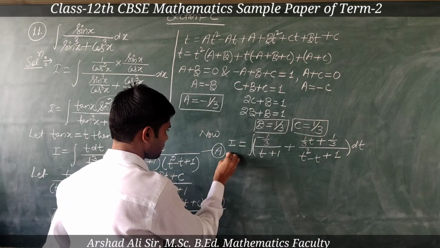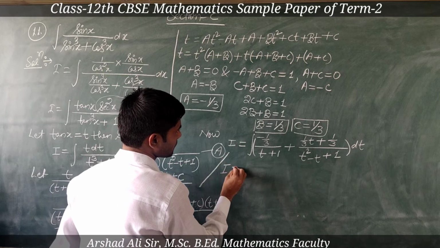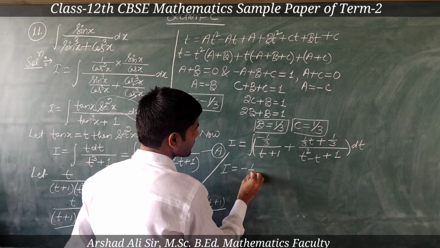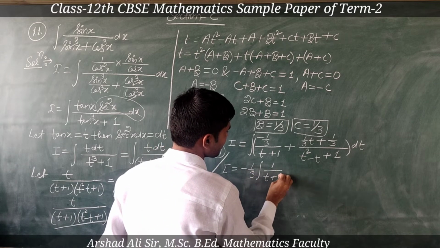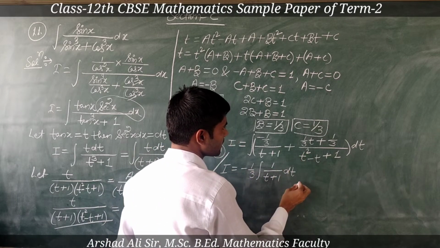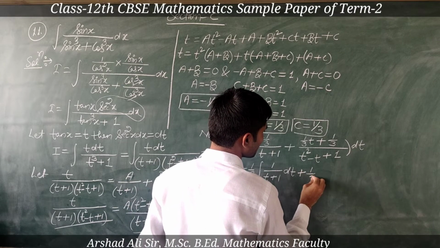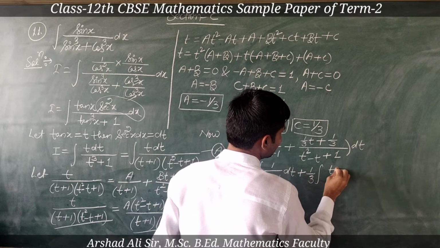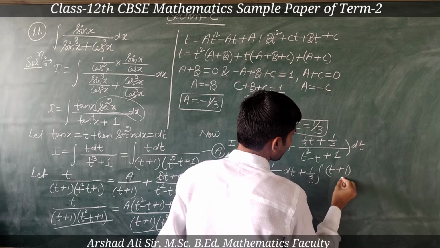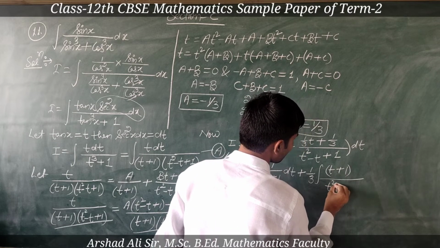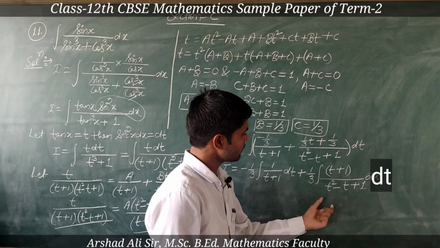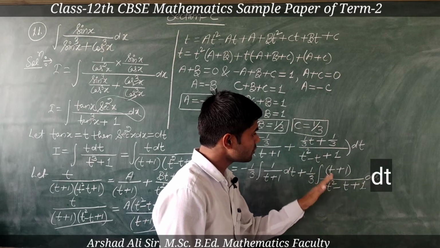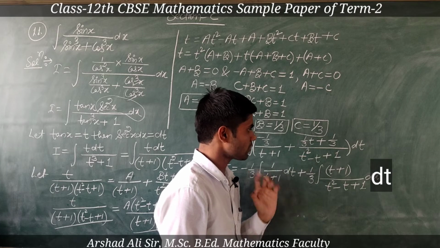Okay, so I is equal to, we can take minus 1 upon 3 as a common. So here we get 1 upon t plus 1 dt. From here we can take 1 upon 3 common. Here we get (t plus 1) upon (t square minus t plus 1). Okay, here we will have to manage in the numerator the differentiation of the denominator.